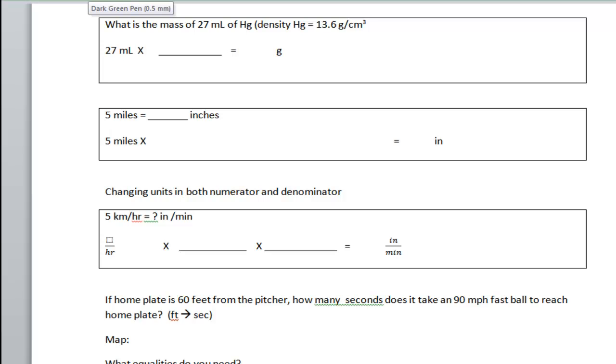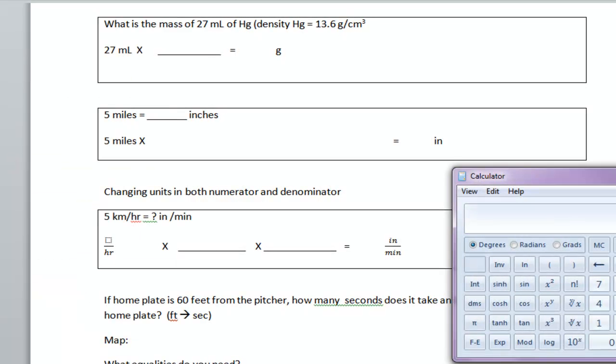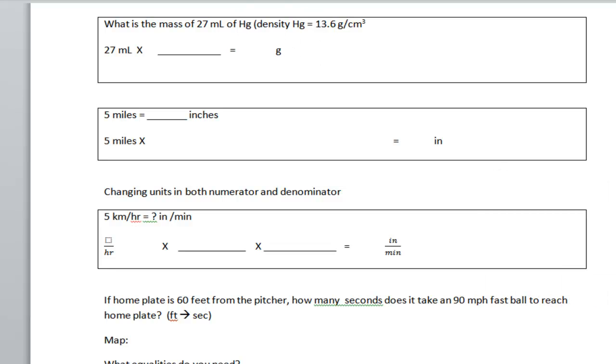The next set of problems are similar to the kind of problems that you might have as a word problem. So this one says, what is the mass of 27 milliliters of mercury? The density is 13.6 grams per cubic centimeter. Well, number one, you want your answer in mass. So this is why I already have the G over here, grams over here for my final unit. Even though it doesn't say how many grams, it does say what is the mass.